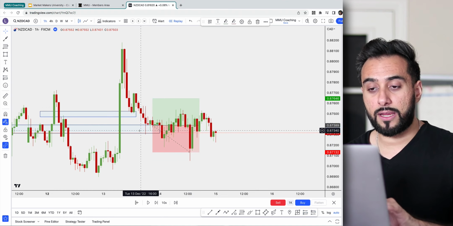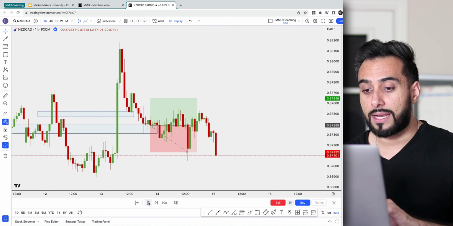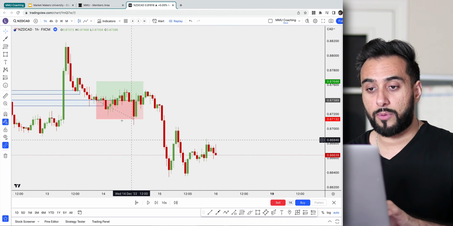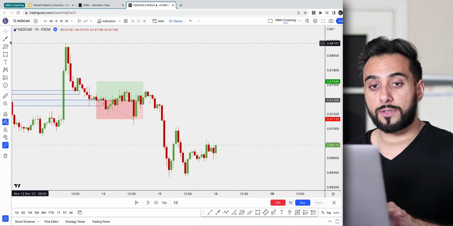You would have just been sitting here for, we're on the hourly chart, hours and hours on end until the price finally went all the way against you. So this is also not an ideal time to use this technique.